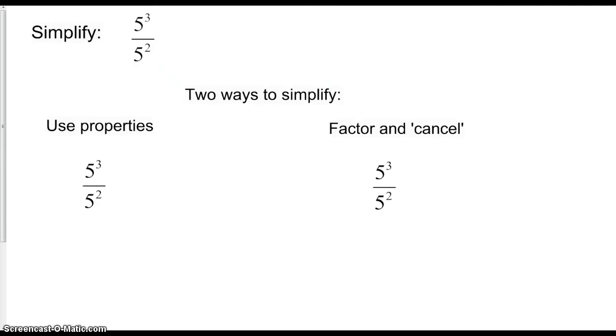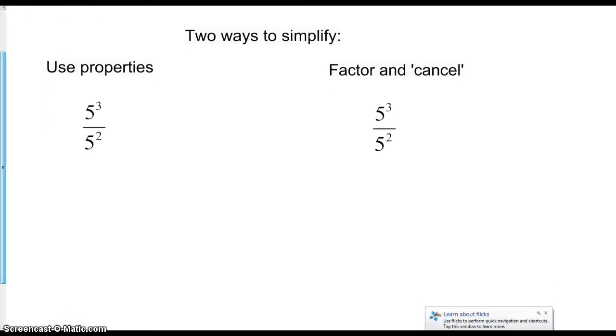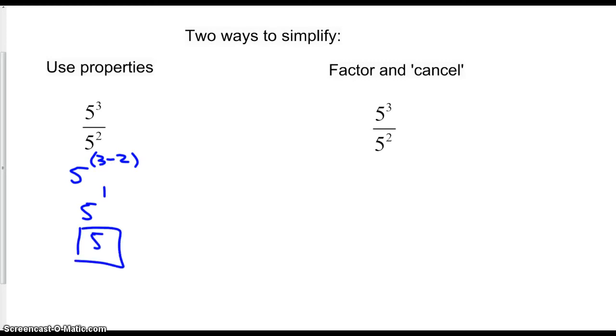Okay, let's say that I want to simplify this, 5 cubed over 5 squared. Well, there's really 2 ways of going about simplifying, right? We can use properties, or we can use factoring and then canceling techniques. So let me do it both ways so you can see the difference here. Let's say that I wanted to use the properties. Well, the properties tell me that this is equivalent to 5 raised to the 3 minus 2. And so that would be equal to 5 to the 1, which is 5. Right? That's the way I would do this using properties.